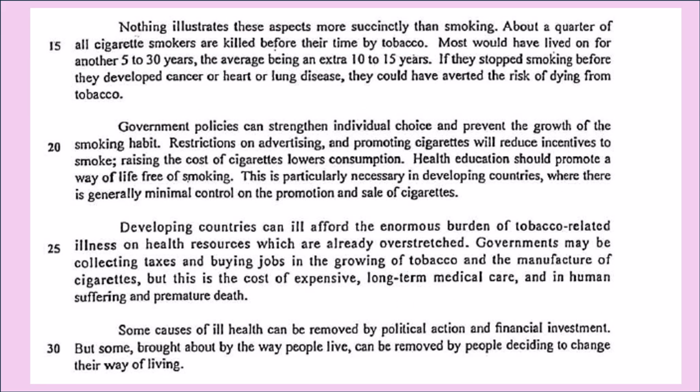Nothing illustrates these aspects more succinctly than smoking. About a quarter of all cigarette smokers are killed before their time by tobacco. Most would have lived on for another 5 to 30 years, the average being an extra 10 to 15 years. If they stopped smoking before they developed cancer or heart or lung diseases, they could have averted the risk of dying from tobacco. Government policies can strengthen individual choice and prevent the growth of the smoking habit.